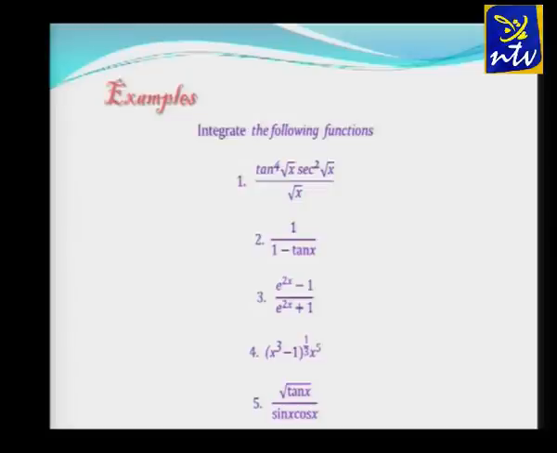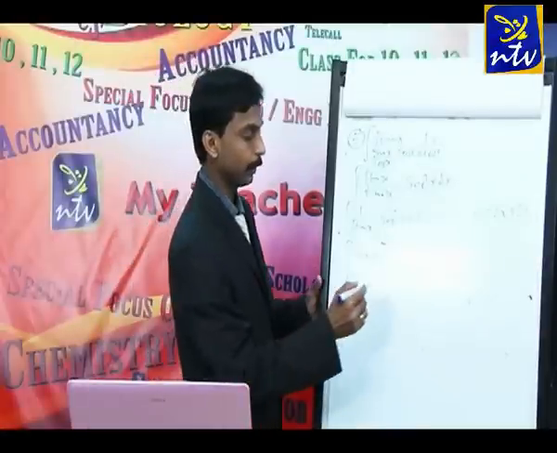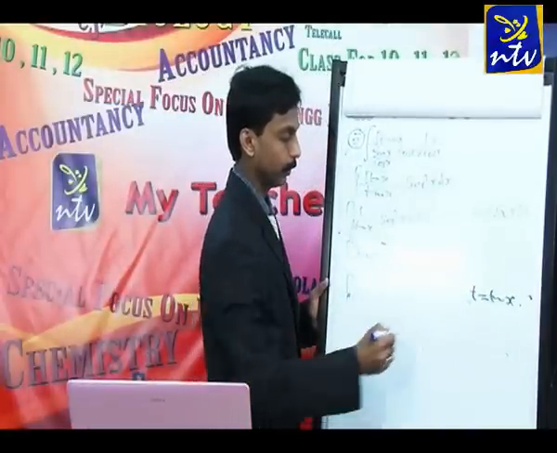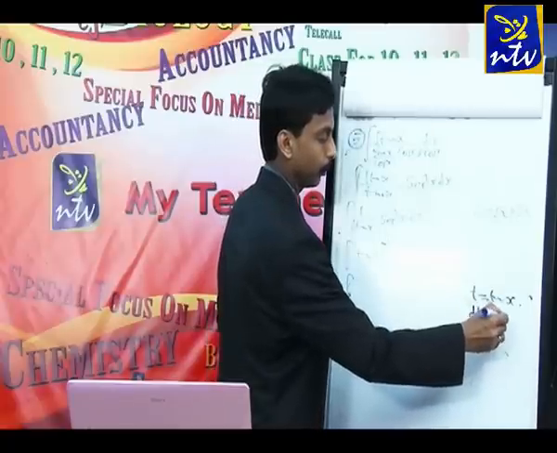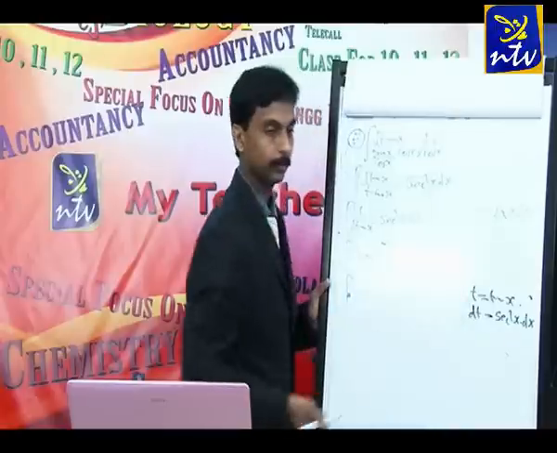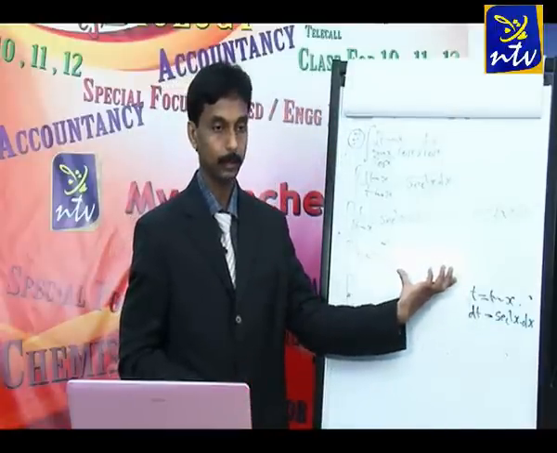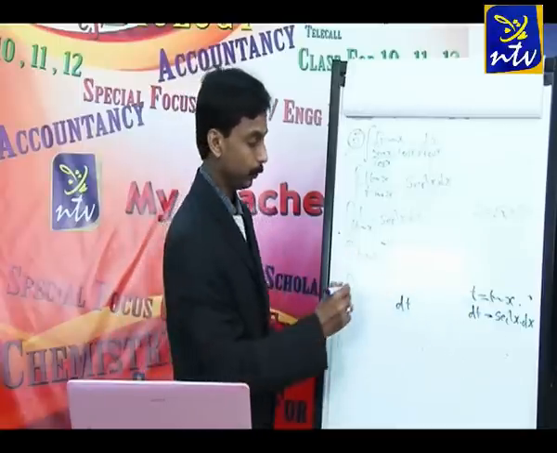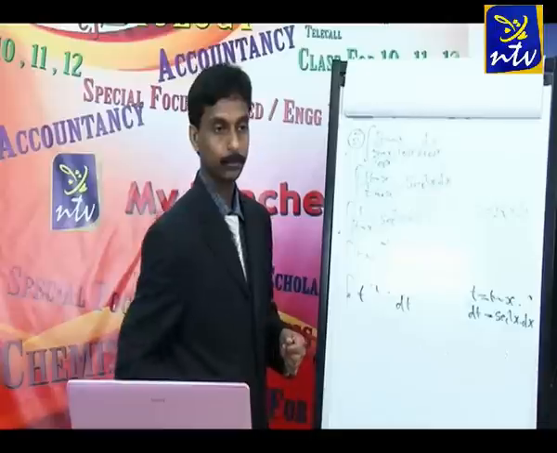Now integral tan x raised to minus 1/2 into sec square x dx. Here also we can use the same substitution: t is equal to tan x and dt is equal to sec square x dx. So it is very clear. Sec square x dx is dt, tan x is t, so t raised to minus half.